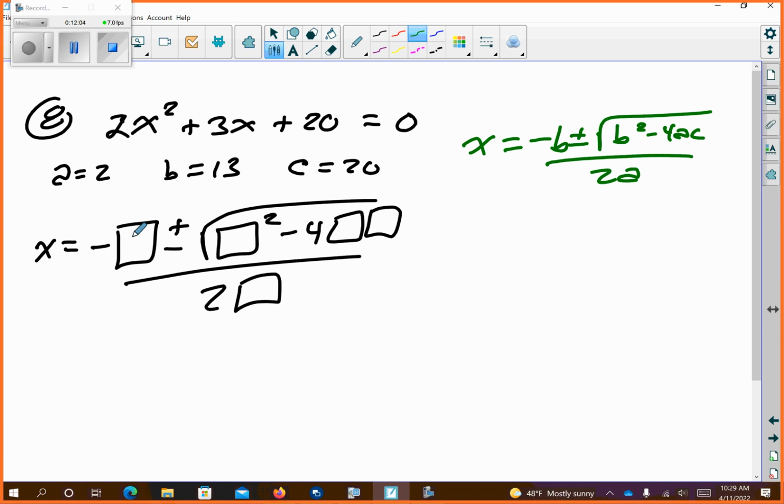There's not even a 7 up there. If you subtract 13 by 2, 13? Yeah, you get that. And then here's a 13. And then here's a 2. And then here's a 20. And here's a 2.